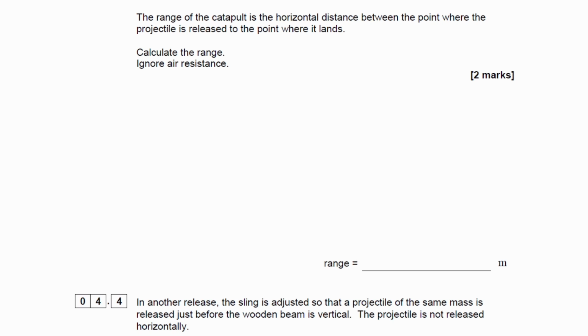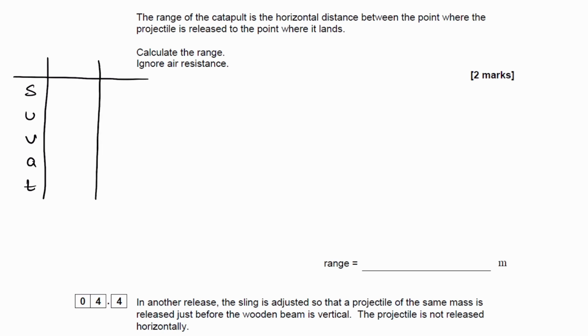So this is a two-dimensional SUVAT question. Let's draw out a SUVAT table, considering our quantities both in the vertical and in the horizontal direction. Once we have our table filled out, we can think of what equations to use. We want to work out the range, which is the horizontal displacement. We have the horizontal velocity, 18.